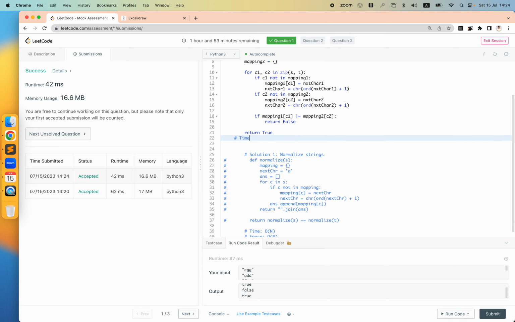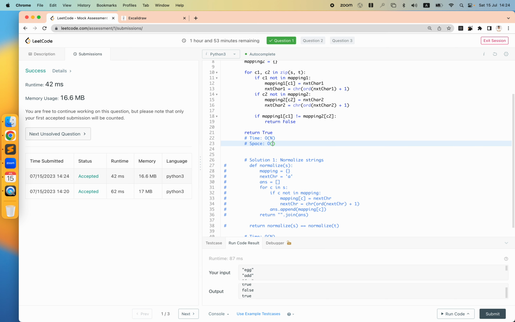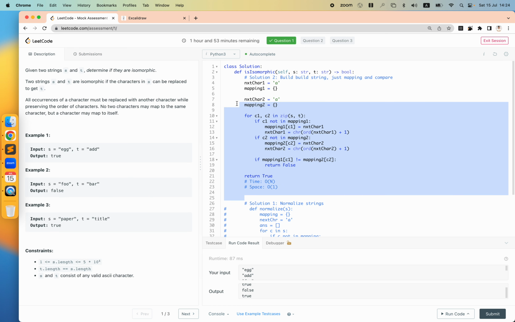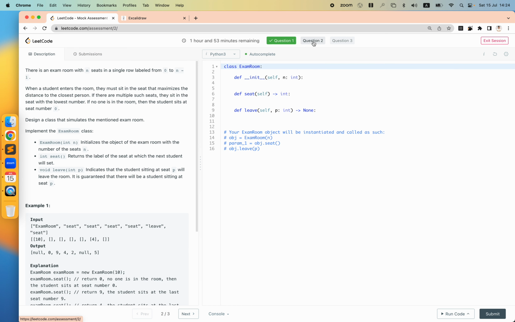So the time complexity will be O(n), where n is the length of the string, but the space complexity of this one is up to 26. So this is O(1). Okay, sounds good. Let's move to the next question.